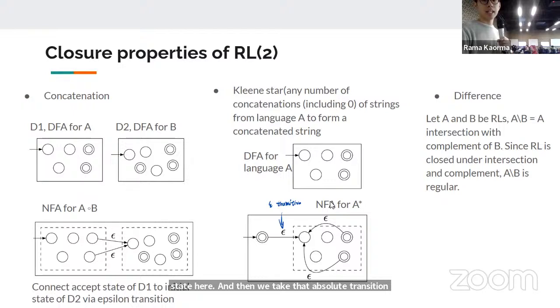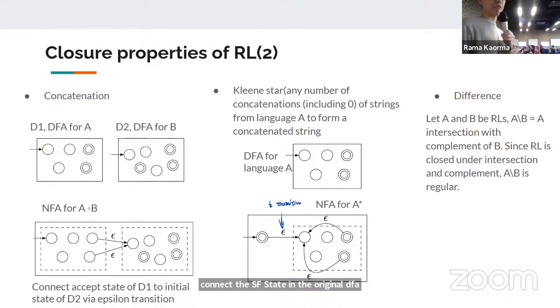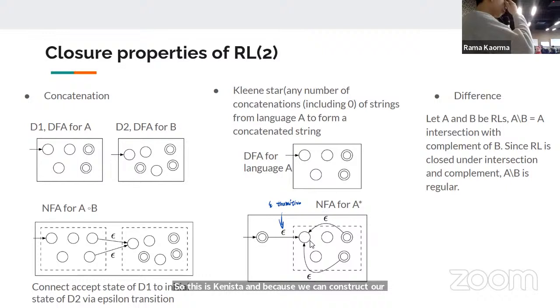And because Kleene star is any number of concatenations of strings from language A to form a concatenated string, we have to connect the accept state in the original DFA to the initial state of the original DFA, such that we can keep concatenating any number of strings. So this is this operation. We connect the original accept state in DFA1 to the original initial state of the DFA, such that we can keep concatenating any number of strings. So this is Kleene star, and because we can construct an NFA for the Kleene star of the language, that means regular language is closed under Kleene star.